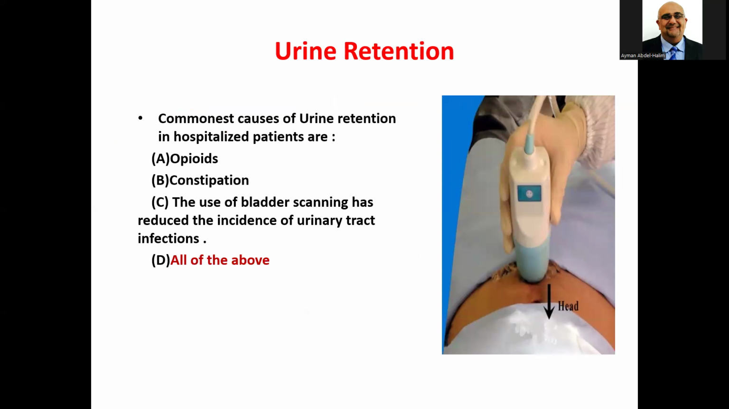Urinary retention. Common causes of urinary retention in hospitalized patients are opioids and constipation. Use of bladder scanning has reduced the incidence of urinary tract infections. So opioids induce constipation. Constipation will induce urinary retention, and it's a vicious cycle. Okay, guys? I'm telling you this. This is a very important slide.